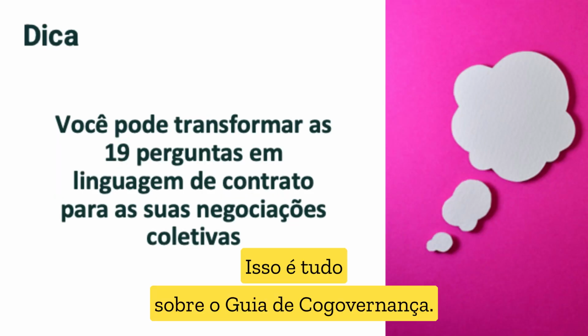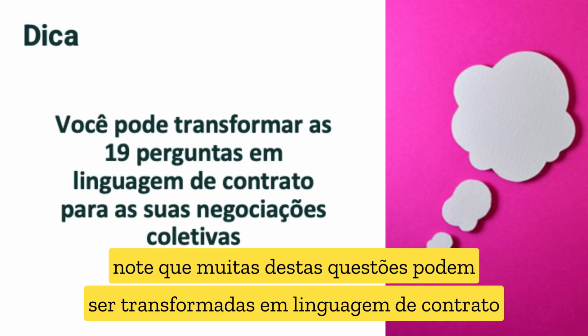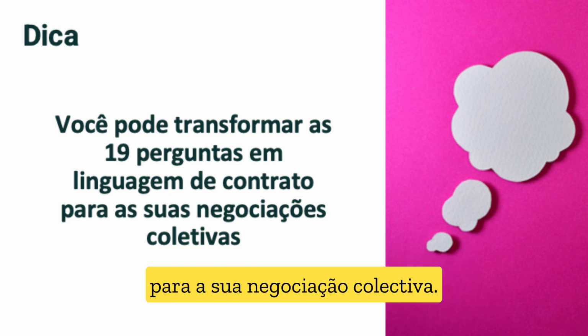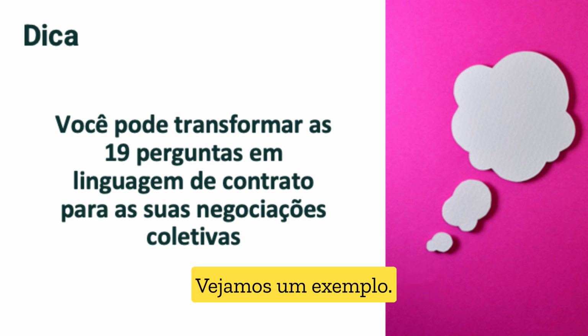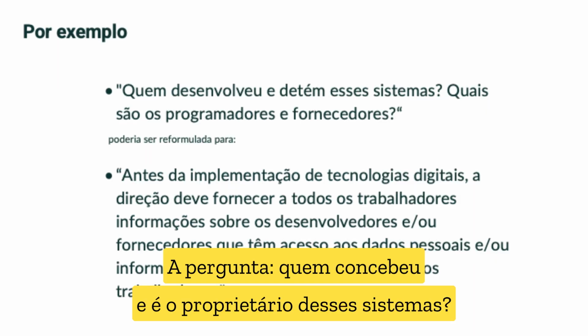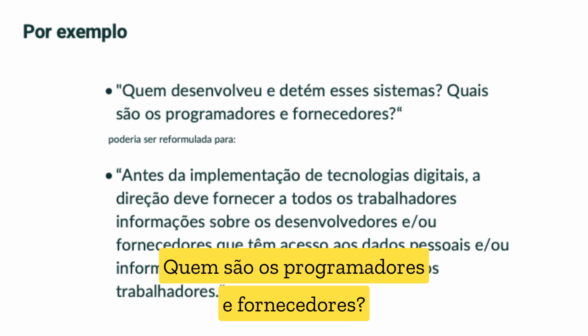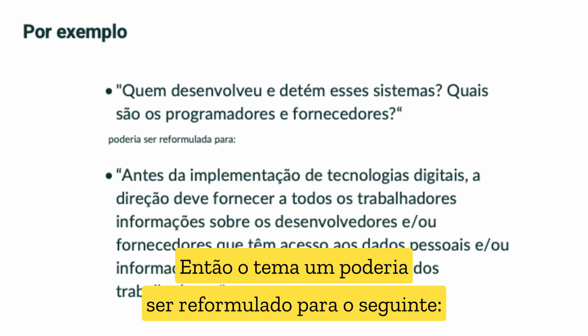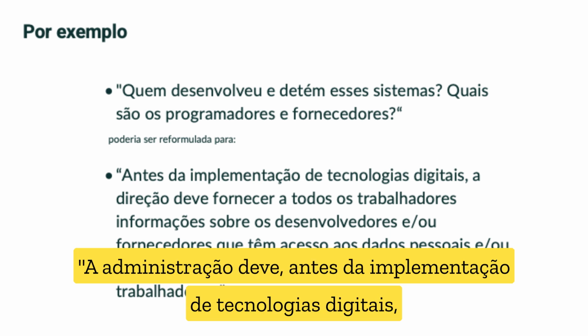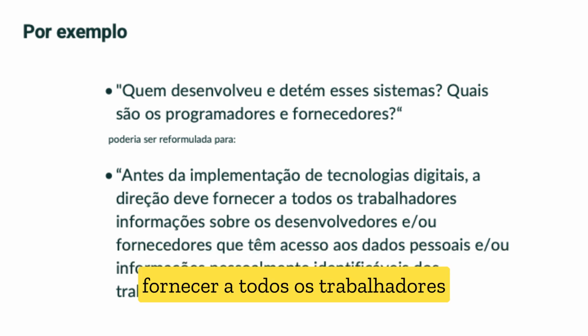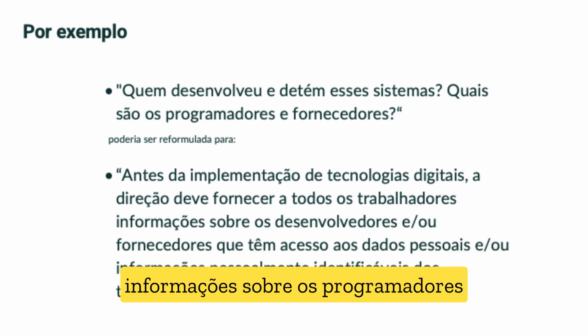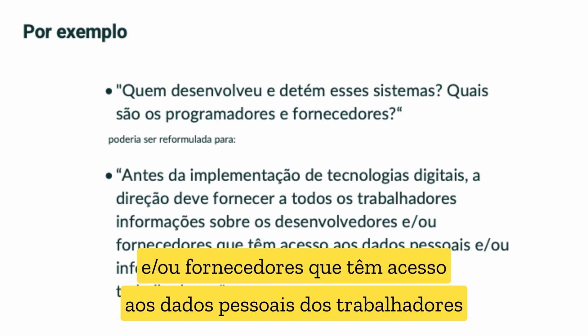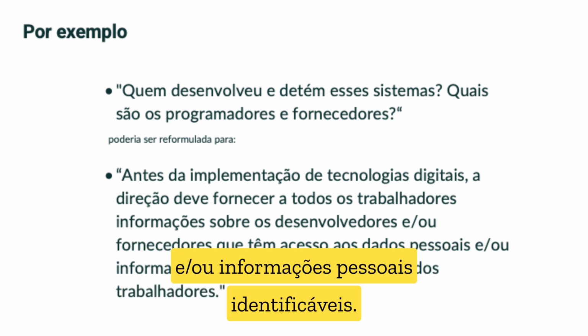That's it for the co-governance guide, but one more thing. Note many of these questions can actually be turned into contract language for your collective bargaining. Let's take an example. The question, who designed and owns these systems, who are the developers and vendors under theme 1, could be reframed to the following. Management shall, prior to the deployment of digital technologies, provide all workers with information about the developers and/or vendors that have access to workers' personal data and/or personally identifiable information.